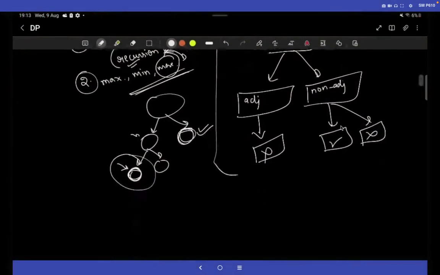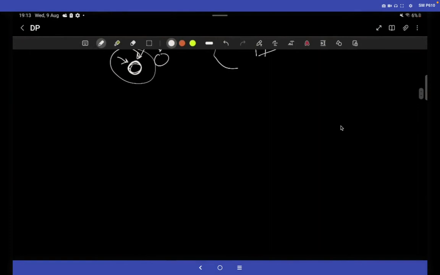Okay, so now let's come back to the problem. Let's say I have an array 3, 2, 5, 6, 9. This is the amount that every house contains. For every house we have two choices: either we include it or we do not include it. In case we include this house, we cannot include the next house, right? I hope this is clear. If we are going to include this, we cannot include this house.